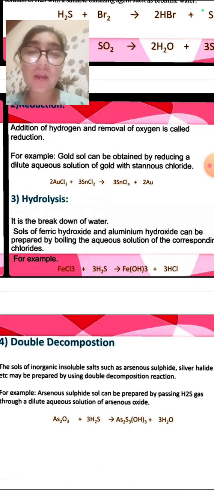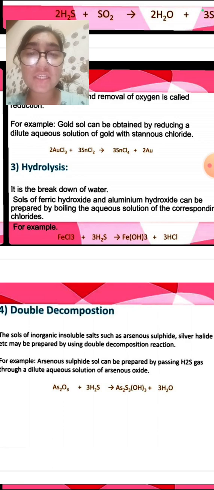Sols of ferric hydroxide and aluminum hydroxide can be prepared by boiling the aqueous solution of the corresponding chloride. For example, FeCl3 plus 3H2O gives Fe(OH)3 plus 3HCl.